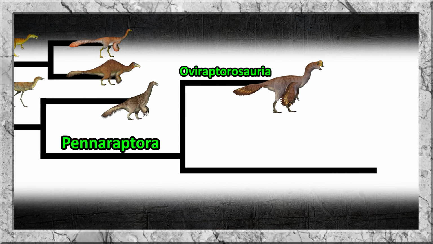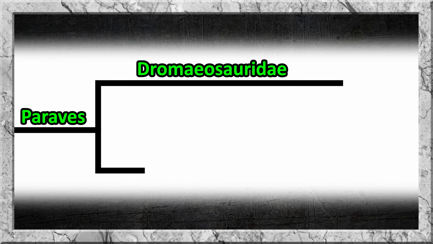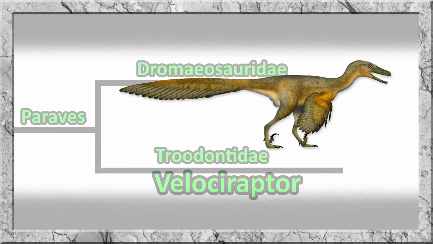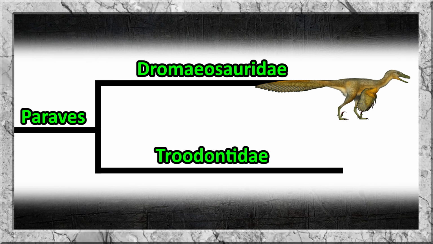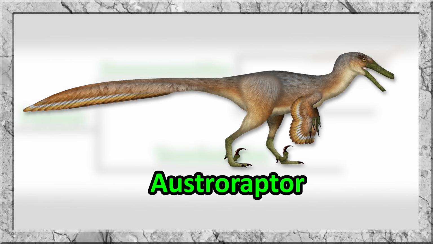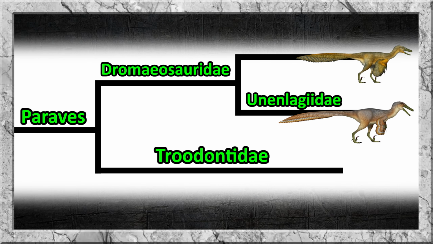Sister to the Oviraptorosauria is the Paraves. This group contains the Dromaeosaurs and Troodontids. Dromaeosaurs are the small to medium-sized carnivorous theropods known for the large sickle-shaped toe claw that they likely used for hunting. They're generally thought to be fast runners and sometimes theorized to hunt in groups. The South American Unenlagiines, with their proportionately longer legs and snouts, are usually classified within the Dromaeosauridae.